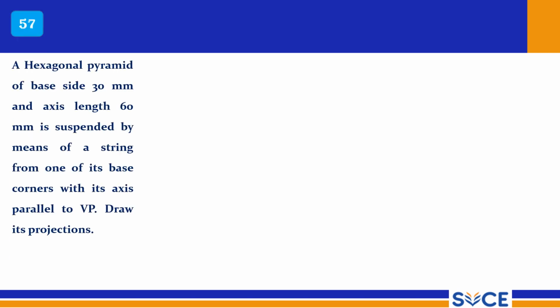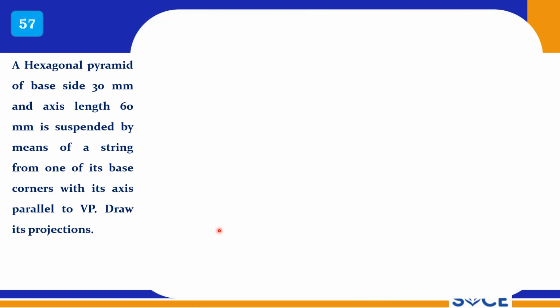So the next problem is a hexagonal pyramid. It is a hexagonal pyramid with base 30 mm and axis length 60 mm, suspended by means of a string from one of its base corners with its axis parallel to VP. Draw its projections, right? Draw its projections.